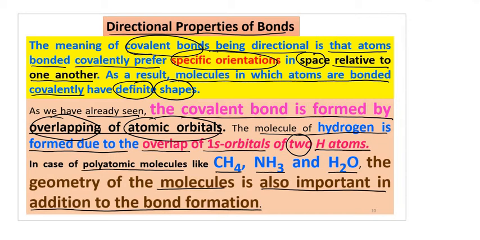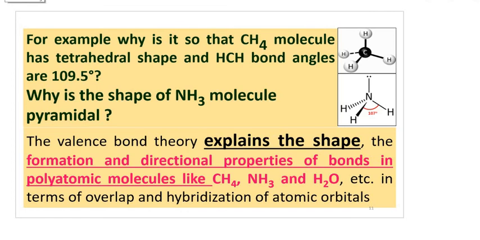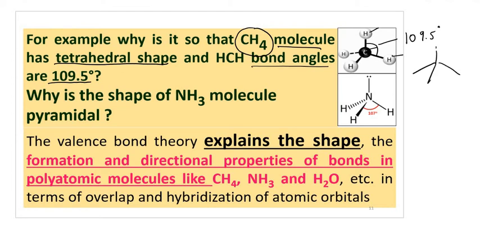So we have to learn about the term called geometry. In the next slide we'll come to the conclusion with respect to geometry and all, right? Now, for example, why is it so that this CH4, the methane molecule, is tetrahedral in shape, and the bond angle between hydrogen, carbon and hydrogen is 109.5 degrees? So why is this angle 109.5 degrees, and this shape, which we simply call a tetrahedral shape, okay. So this we call the tetrahedral shape.